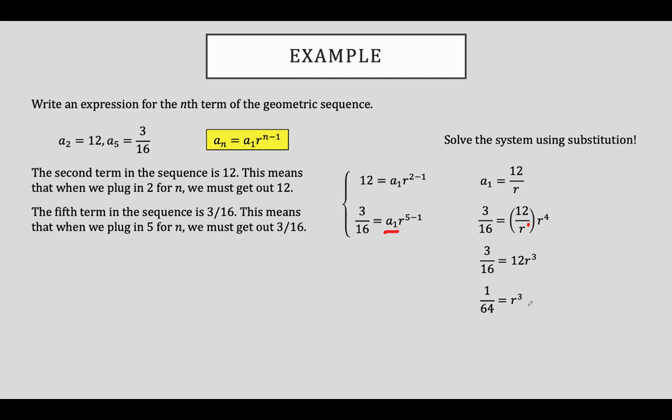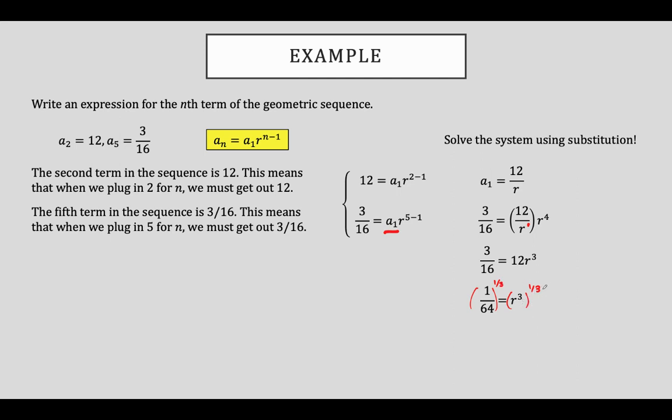And now to solve for r, all we have to do is take the cube root of both sides of the equation. Now, as you do this, especially in your calculator, I think cube roots are often easiest to do by plugging in as exponents. Remember, taking a cube root is the same thing as raising to the 1/3 power. So if I raise the right-hand side to the 1/3 power, and I raise the left-hand side to the 1/3 power, that will allow me to solve for r.